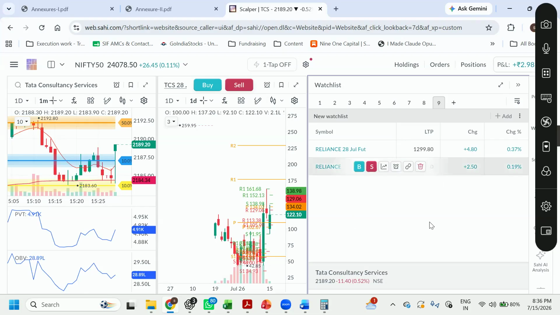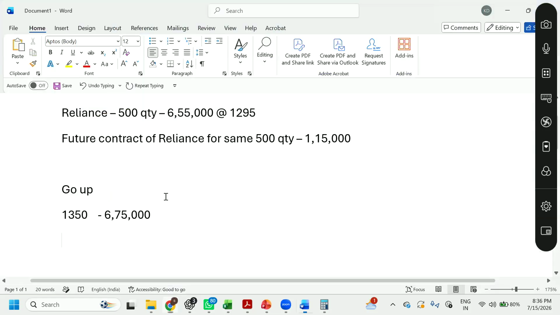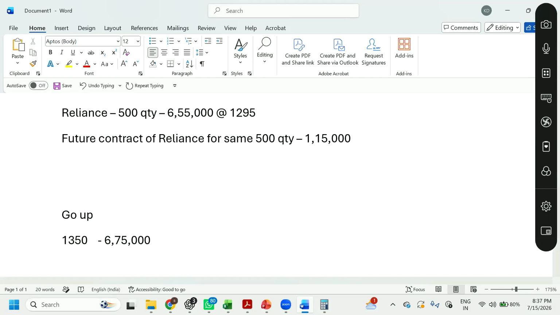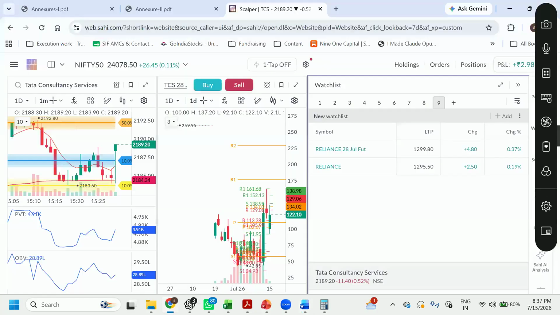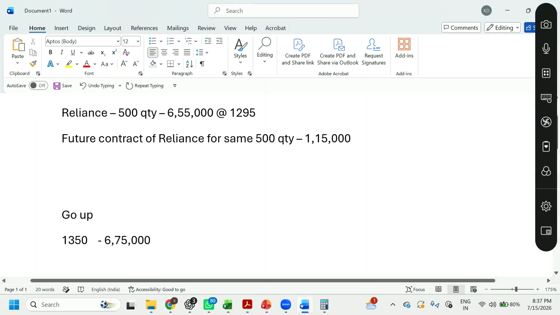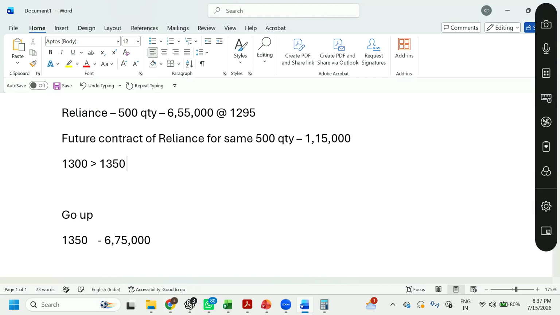Now here, what is happening? 1295. Say for example, there is a 3-point difference here. Now, what did we say? The target price, so the price might have gone to 1350. So I have purchased 500 quantity. Now let's do this one here. For example, if it has gone from 1297 to 1298, or literally say 1300, so 1300 to 1350.